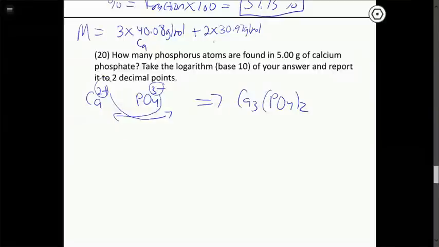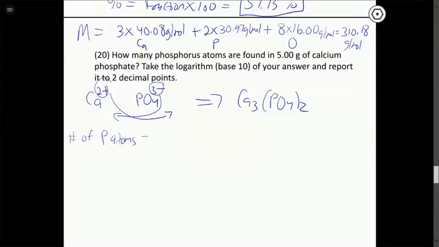So that's phosphorus. And then finally for oxygen, we have 8 of them. Each phosphate has 4. There's 2 phosphates, so we have a total of 8 oxygens. Each oxygen is 16 grams per mole. So we get 310.18 grams per mole. So that's the molar mass of this compound, which we're going to use, because what we're looking for is the number of phosphorus atoms.